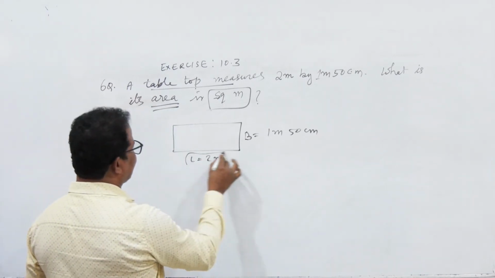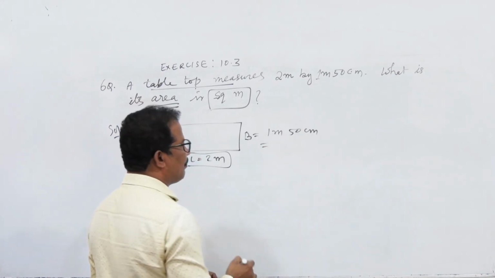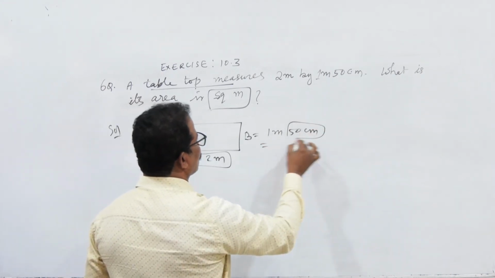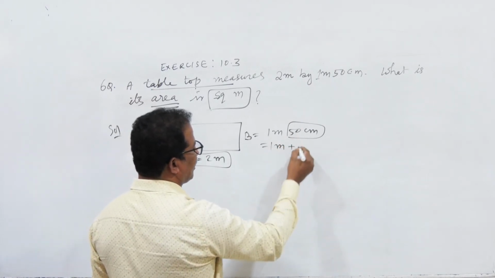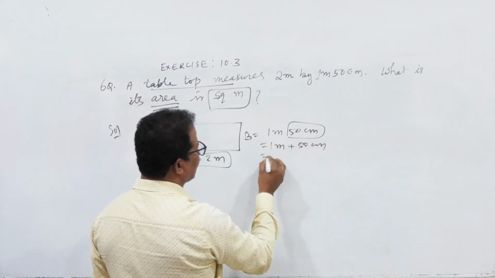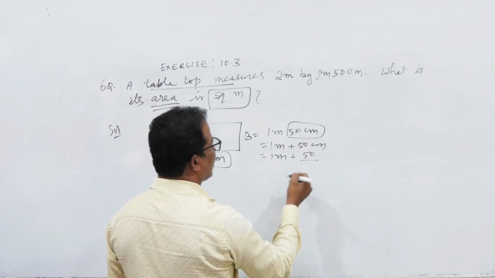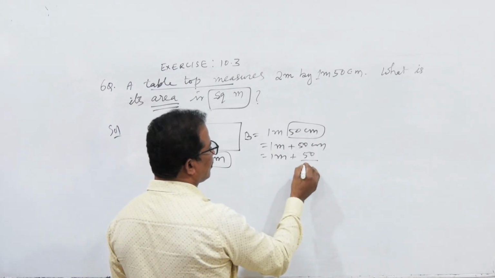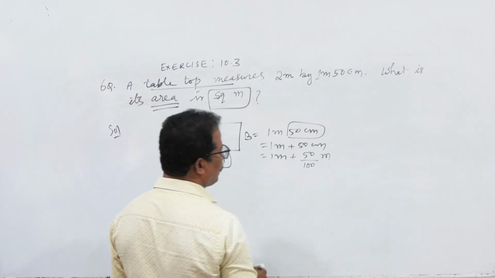But in this case, the length is already in meters, and the breadth is in meters and centimeters. For this, we have to convert this centimeter completely into meters. So we have to break up this 1 meter 50 centimeter first. Then we can convert this 50 centimeters into meters. How? We know that to convert centimeters into meters, we need to divide by 100. So 50 divided by 100, then this unit will become meters.